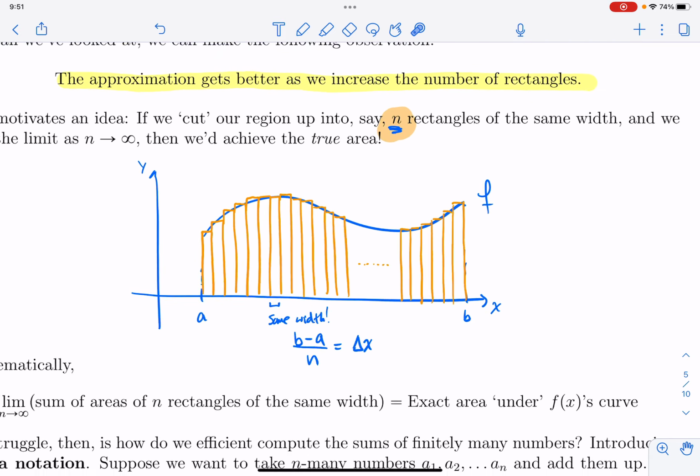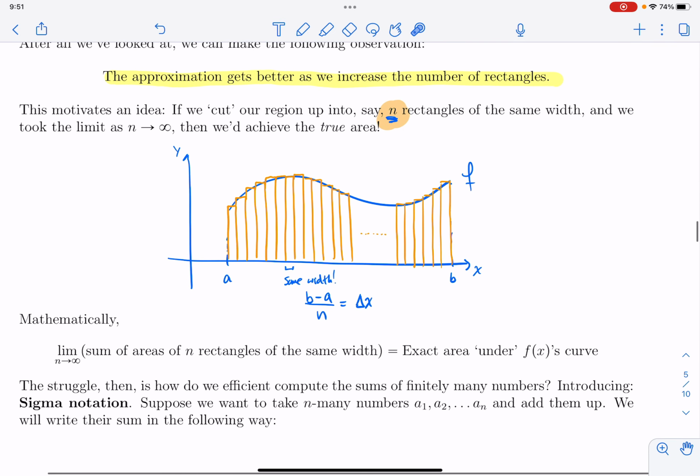And indeed, if we do this and we take the number of rectangles, the number of orange rectangles, and we take the limit as n goes to infinity of the sum of those n rectangles, we're going to get the exact area under the curve. That's what we're going to get. So this becomes our plan of attack. No longer are we using just 1, 2, 4, 6 rectangles. We're going to use an infinite number of them.